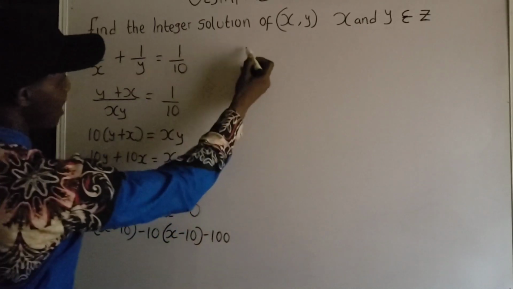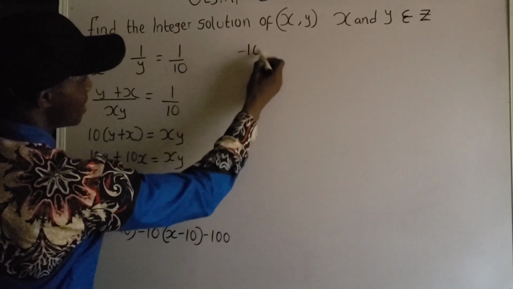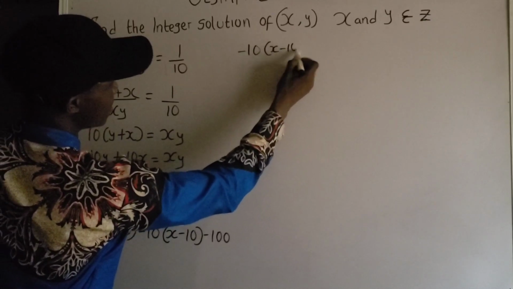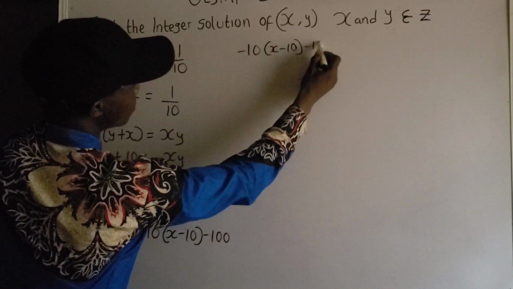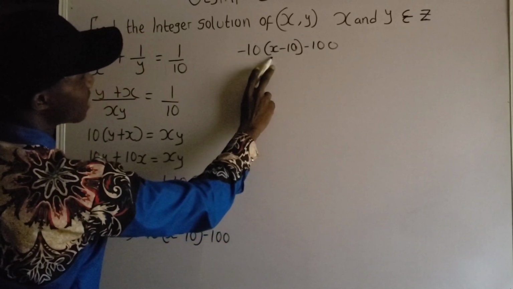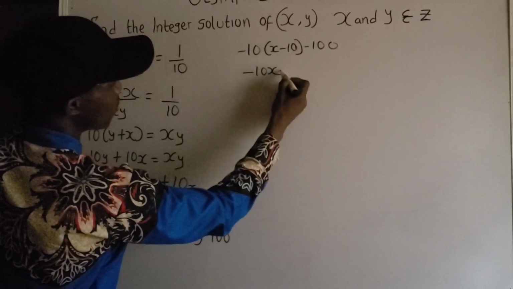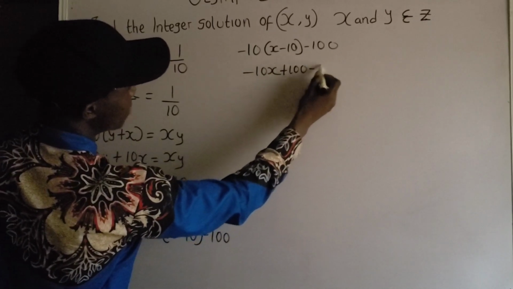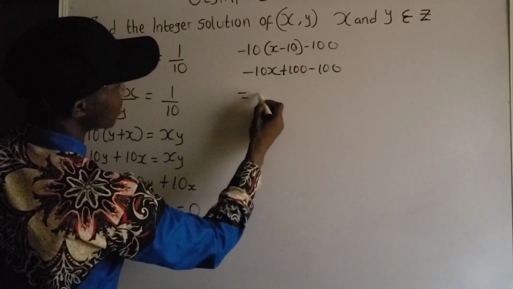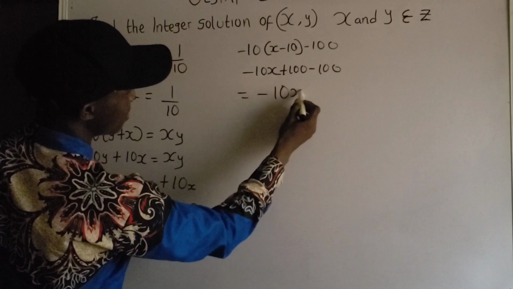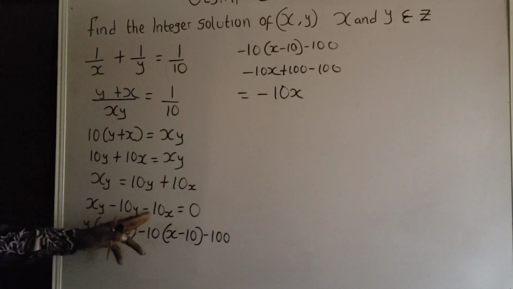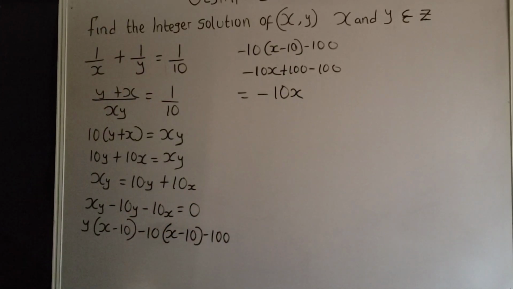If you don't understand, let me put it down here. That is minus 10 into bracket x minus 10 minus 100. Minus 10 multiplied by x, that is minus 10x. Minus 10 multiplied by minus 10, that is plus 100 minus 100. This is also the same thing as minus 10x. So I just rewrite this expression as this so that I'll be able to solve this equation.